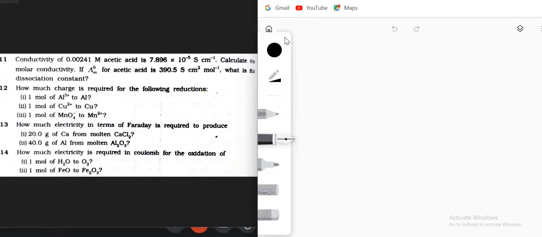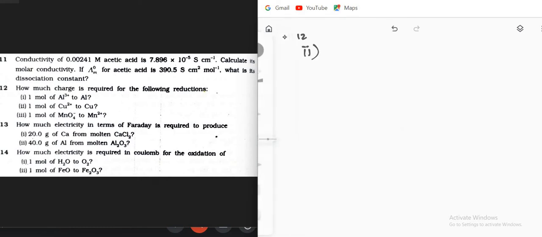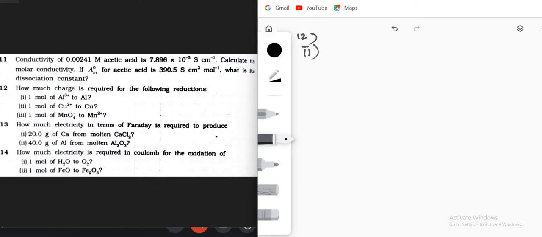Can I give the answer for this question? 2, sir. Yes, 2 Faraday of charge. Very good. Right, to convert copper 2 plus to copper, Cu2 plus gains 2 electrons and becomes copper. So 1 mole of copper requires 2 moles of electrons. 2 moles of electrons means 2 Faraday of charge. Very simple. Right, then the third one.